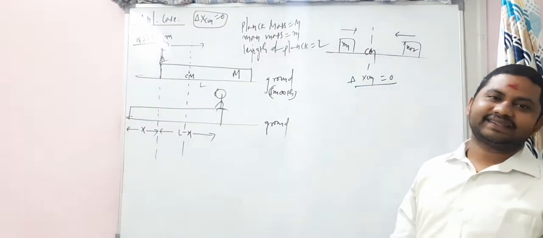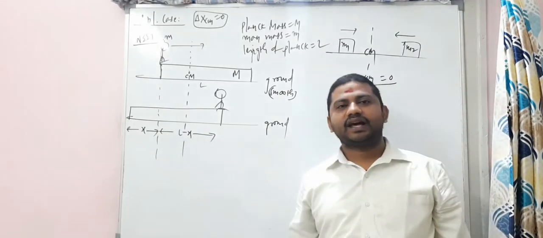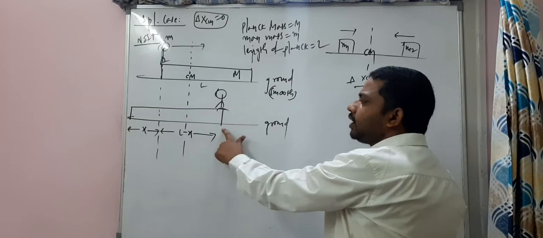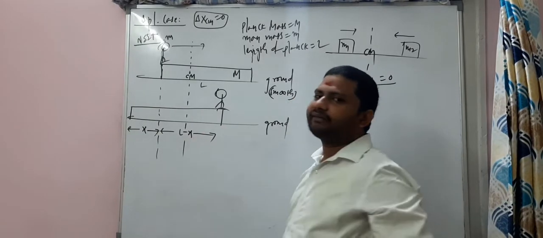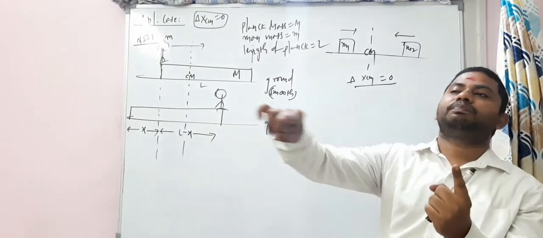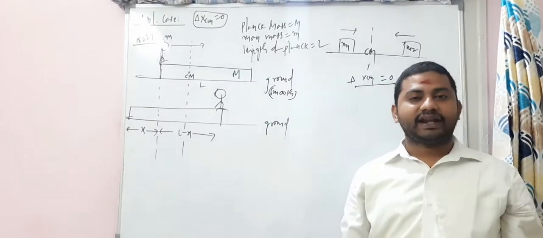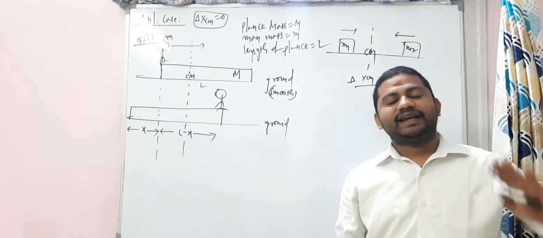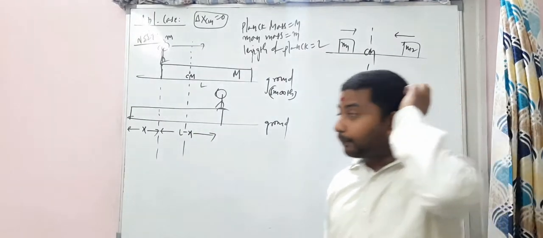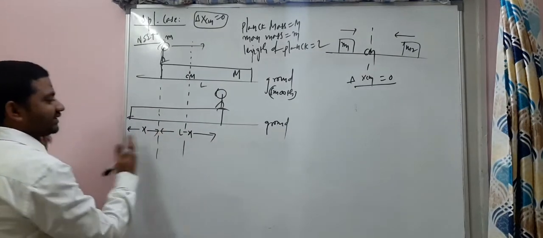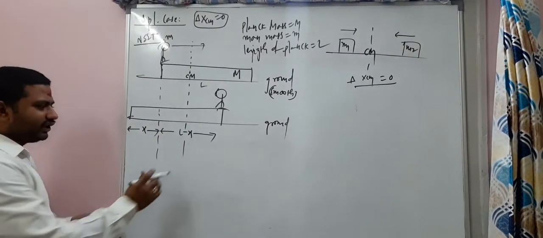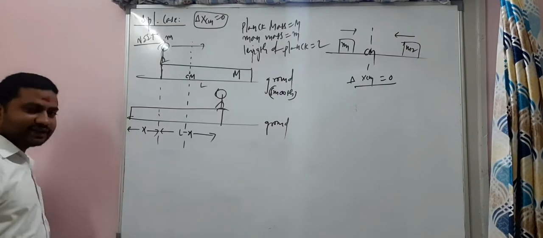L minus X, yes or no? Yes, this is the initial position, this is the final position. L minus X is the distance travelled by him. But he will feel that he has travelled the complete length X, whereas it's not. He has only travelled L minus X, because the plank is moved backwards by a distance X. Right? Now the point is center of mass.